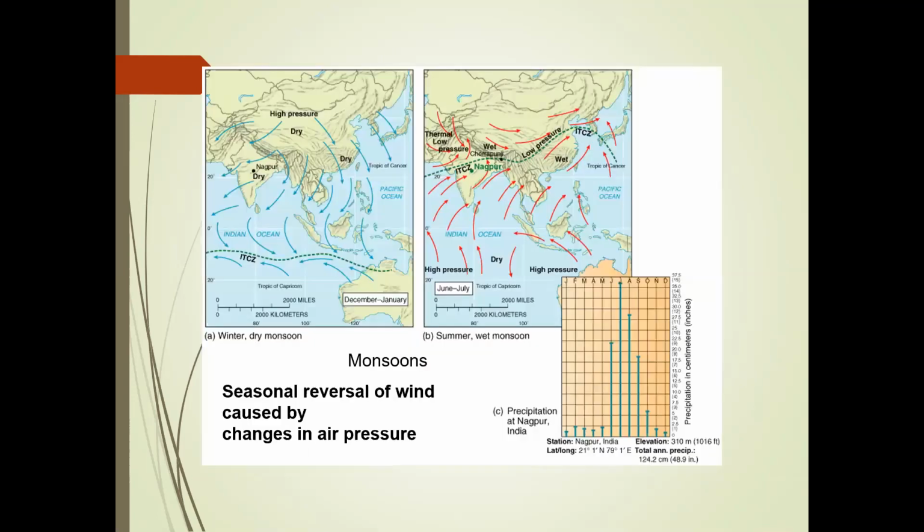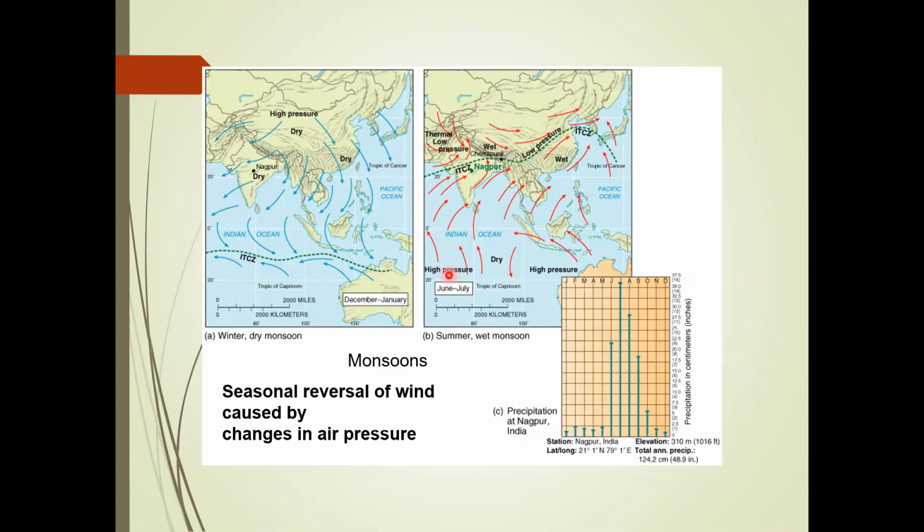So this shows you what's going on here in the winter dry monsoon. It's very cold here over Central Asia. So high pressure means sinking air. That clockwise motion out of that high ends up bringing these dry winds into these regions. Now, look what happens in the summer months, June, July.